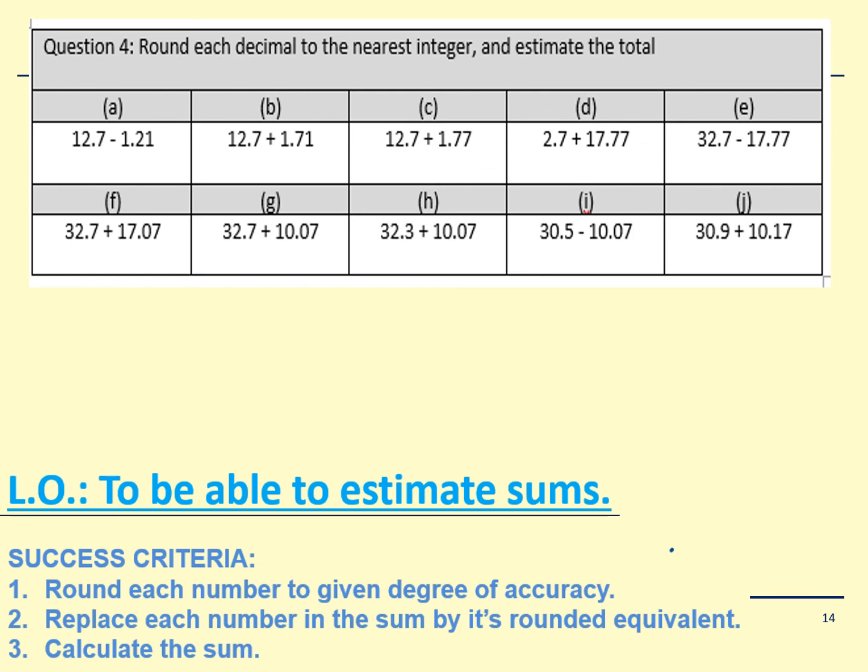And now let's have a go at some practice exercises. So round each decimal to the nearest integer and estimate the total. So to the nearest whole number. Pause this video for about 8 minutes and have a go at these questions.